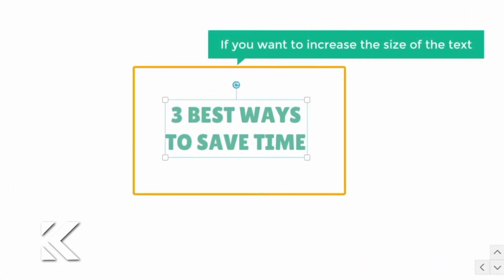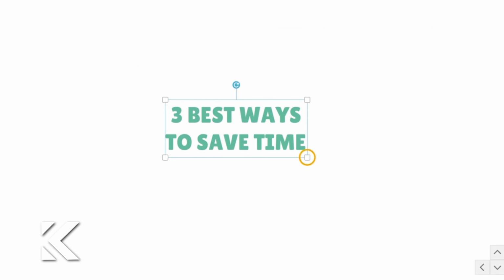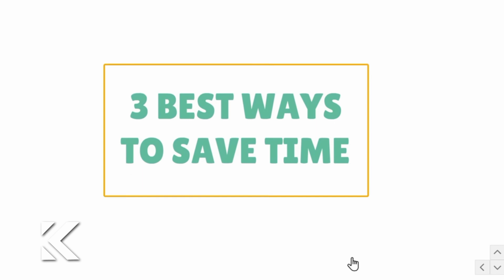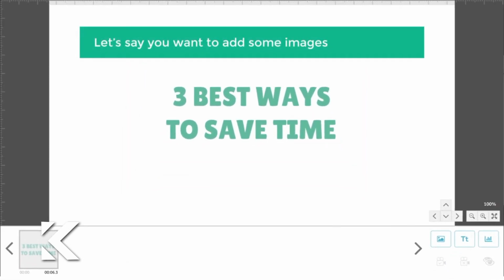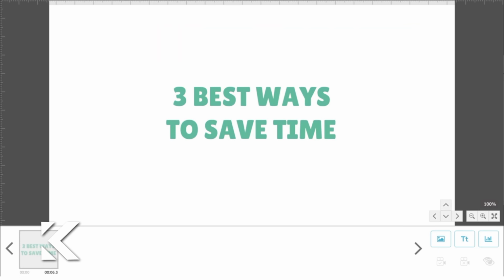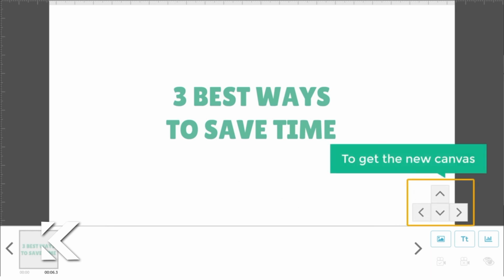Now, if you want to increase the size of the text, you can just click here and just drag it to increase the size of the text. Once you've added the title of the video, now let's say you want to add some images to your video. So to add the images, we need to get a new canvas. And here you can see that we have got these arrow buttons. You can use these arrows to get the new canvas.